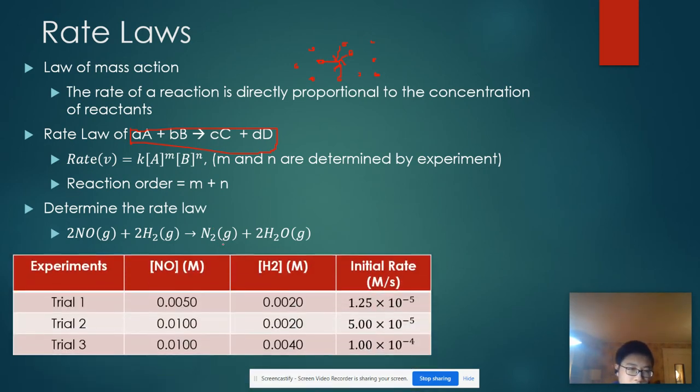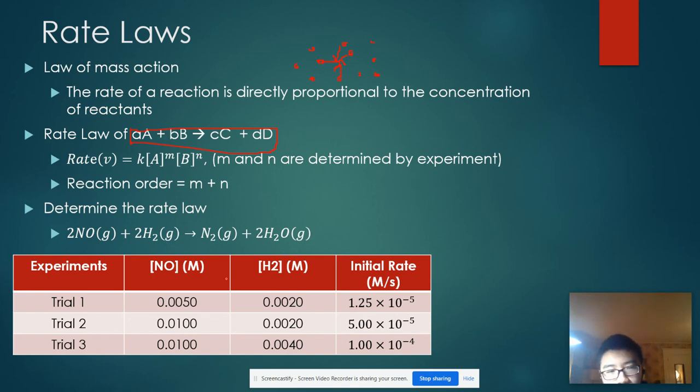Well, we have an example here, and we also have a table to show different trials. As you can see, trial 1 and trial 2 have the same concentration of hydrogen gas, but different concentrations of nitric oxide. And trial 2 and trial 3 have the same concentration of NO, but different concentrations of H2. And the initial rate of each trial is given. So let's determine the rate law of this reaction.